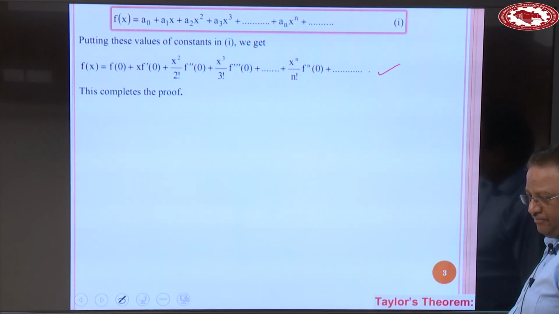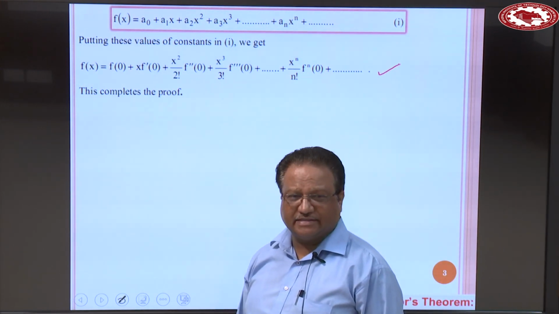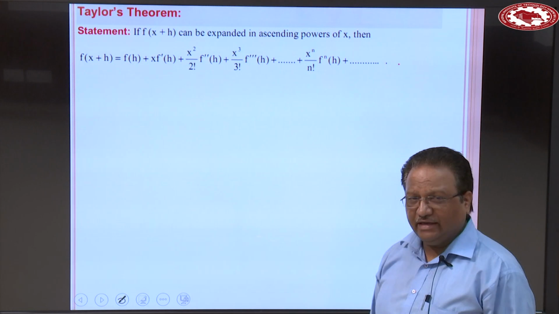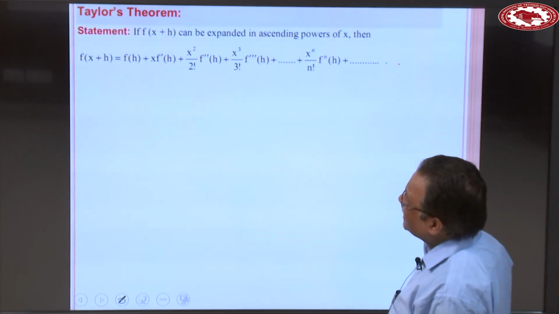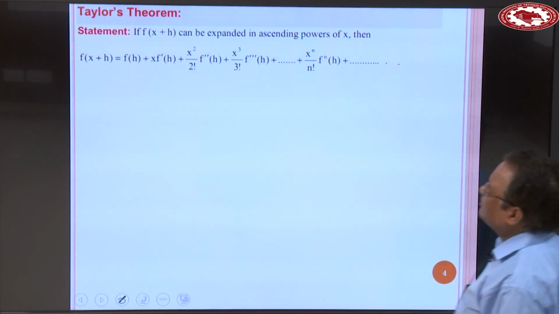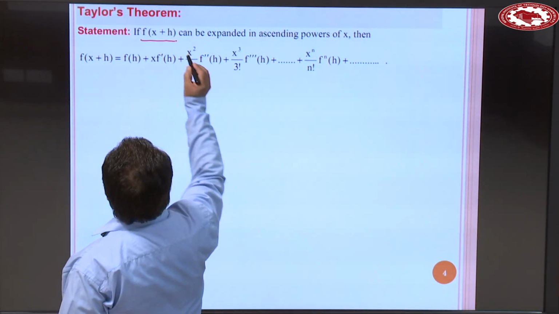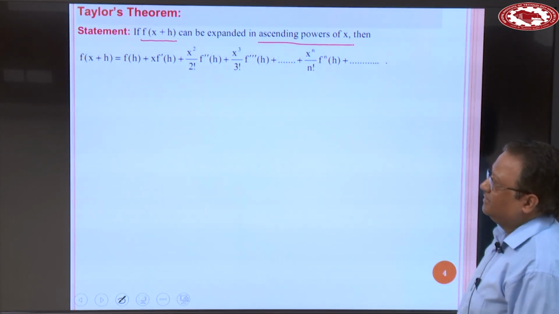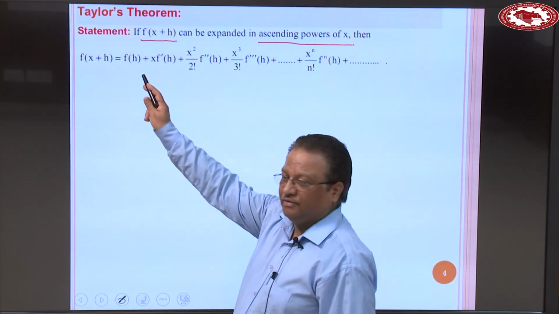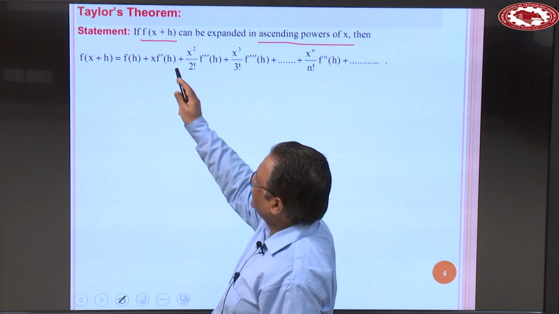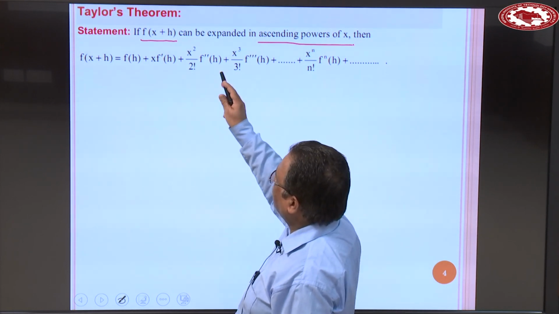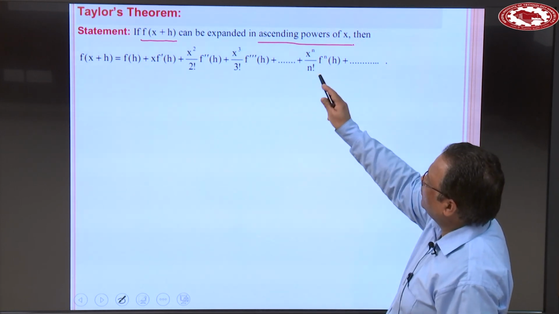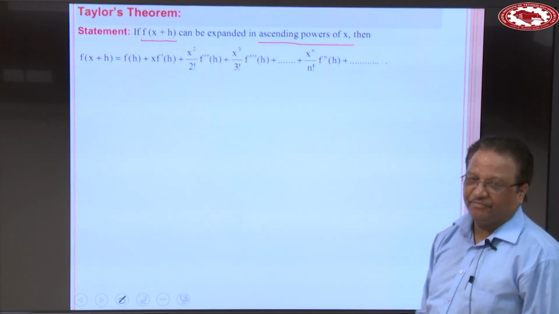we have Taylor's theorem. So, what is the statement of Taylor's theorem? If f(x+h), so in place of f(x) here, if f(x+h) can be expanded in ascending powers of x. Here the function is f(x+h) and expanded in ascending powers of x. Then f(x+h) is equal to f(h) plus x f'(h) plus x squared over 2 factorial f''(h) plus x cubed over 3 factorial f'''(h) plus and so on, plus x^n over n factorial f^(n)(h) plus and so on.